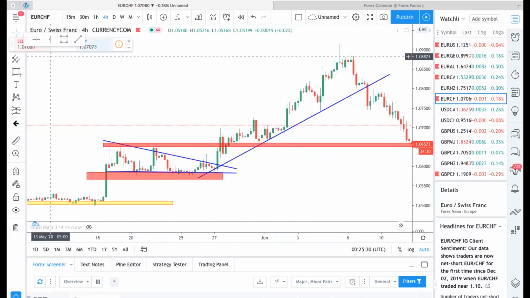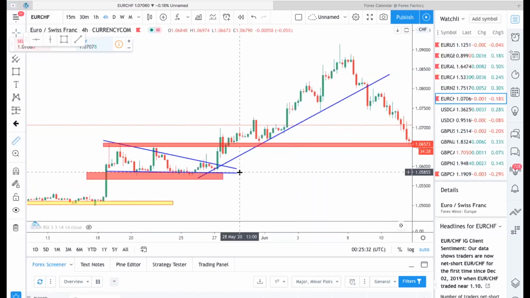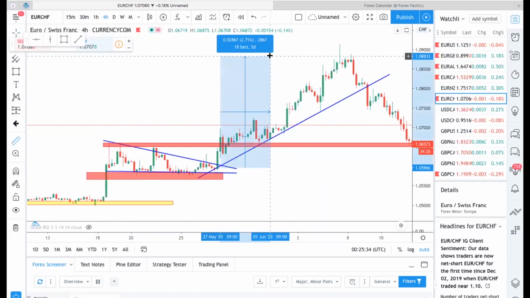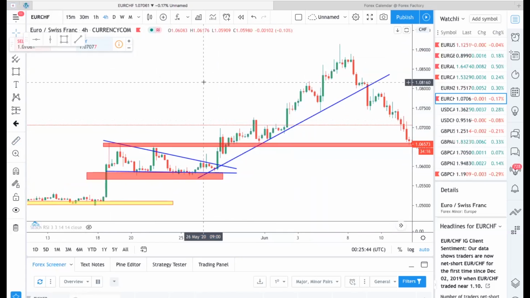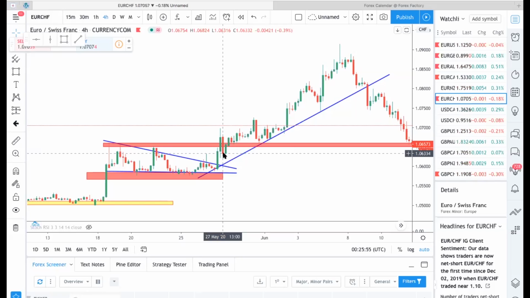But let me see how many pips this is. From here to this point, wow, over 3,000 pips. And that's on the 4-hour time frame. Well, you just have to look for these things, especially with the triangle. Look for the areas where you're starting to see it get tighter and tighter. It will break out. You just need to be on the side where it will break out.